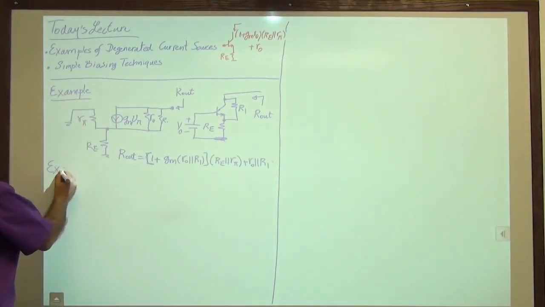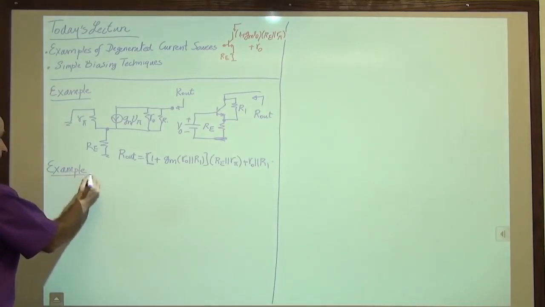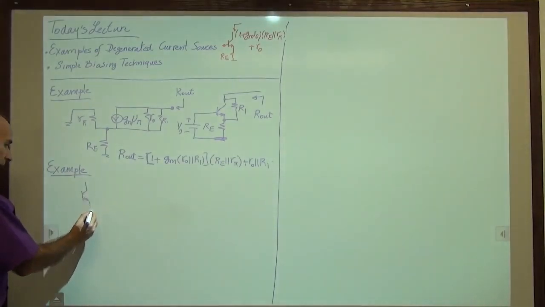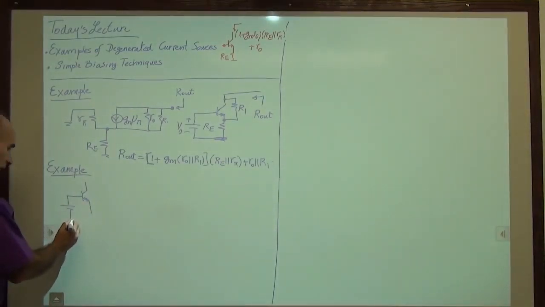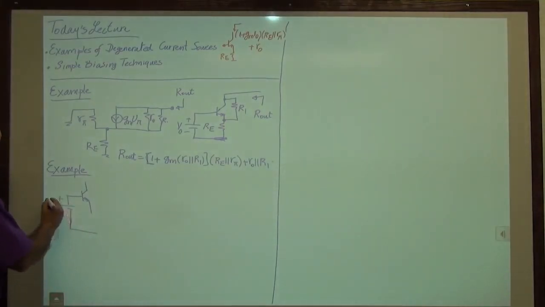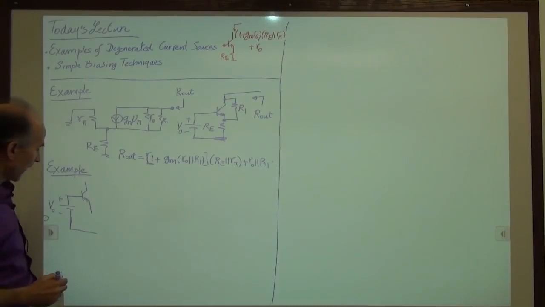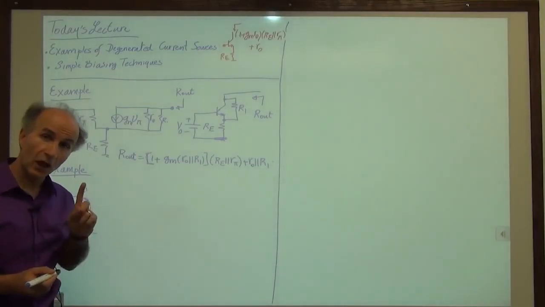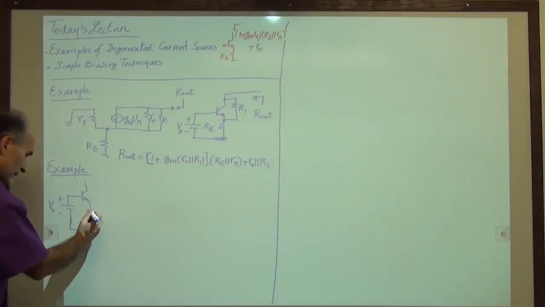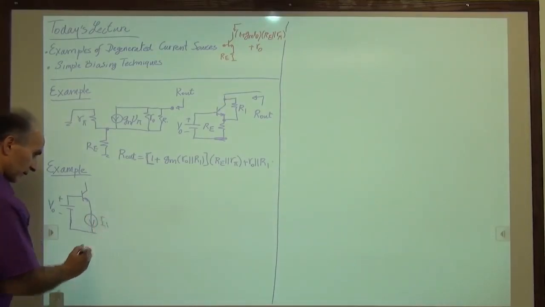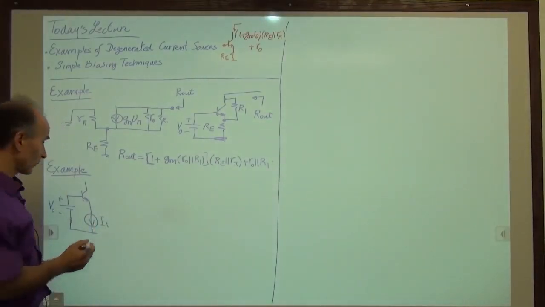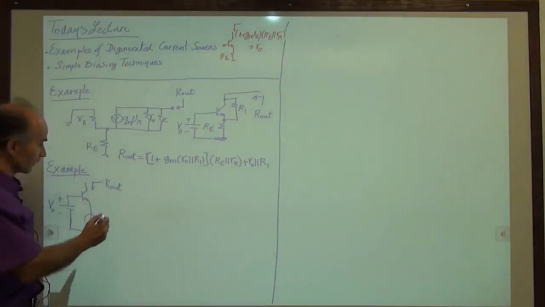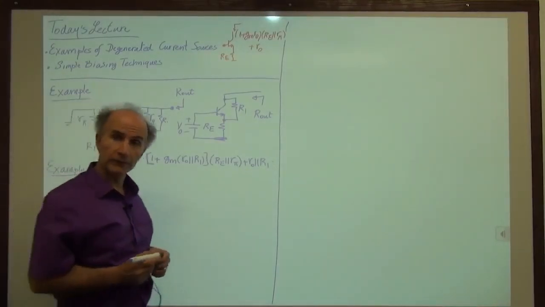Okay, let's look at another example. In this case, I have again a degenerated current source with a voltage of V0, and instead of resistor RE, I will use a constant ideal current source. So here's a constant ideal current source, I1. And I would like to find out how much this output impedance is. Okay, so now what do we do?